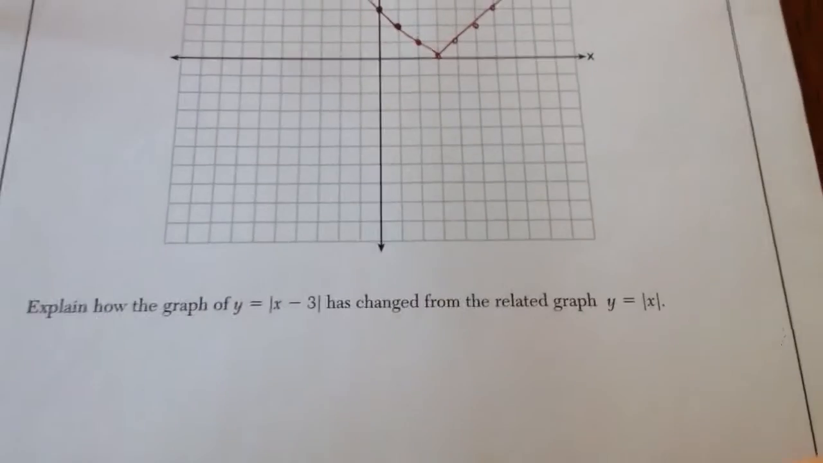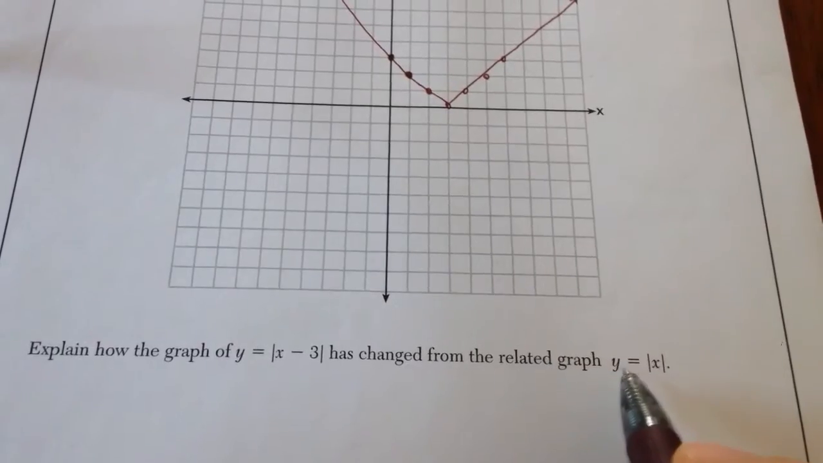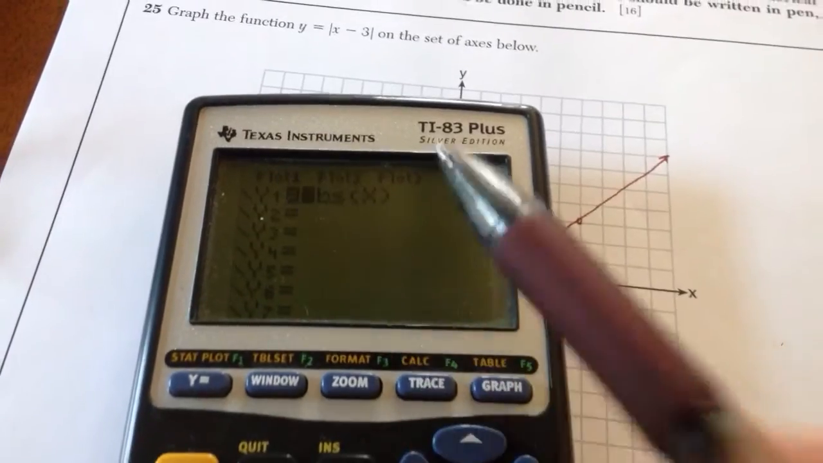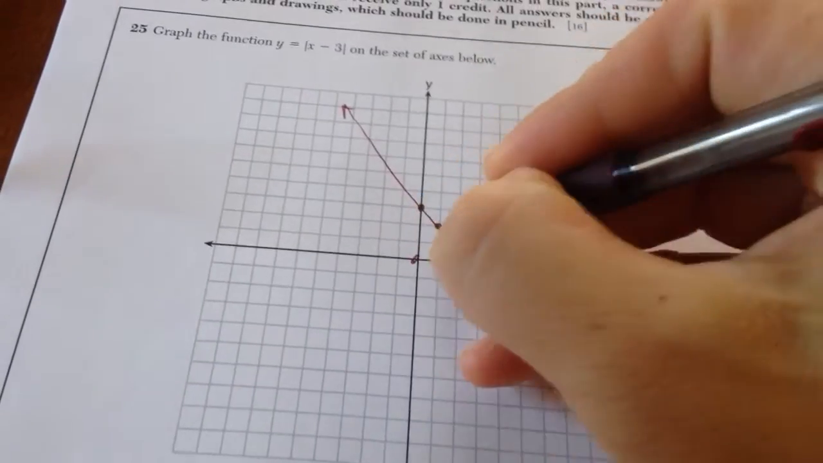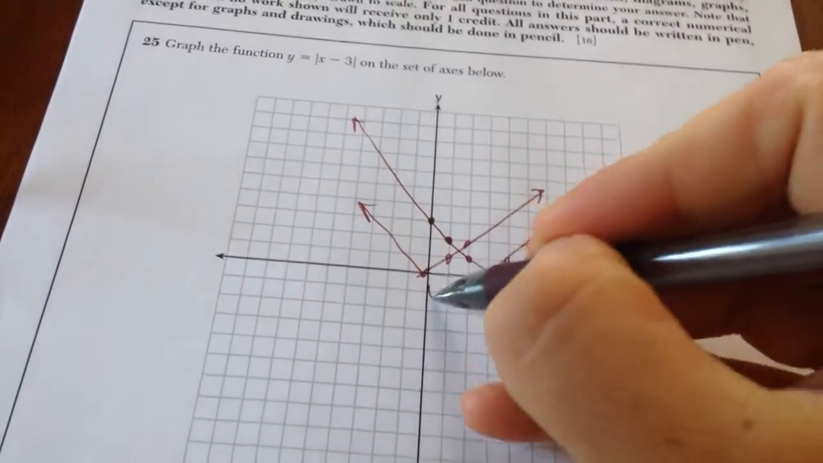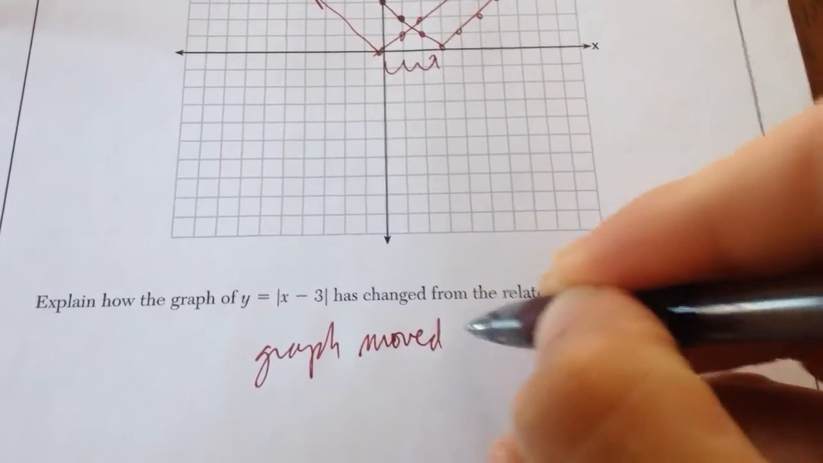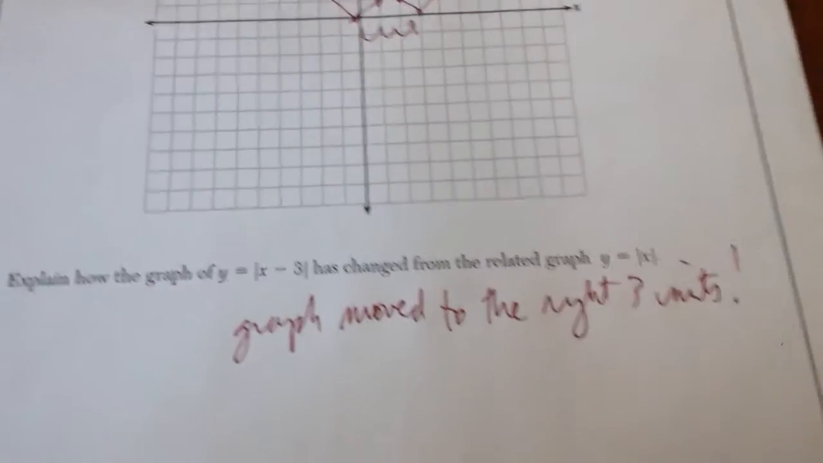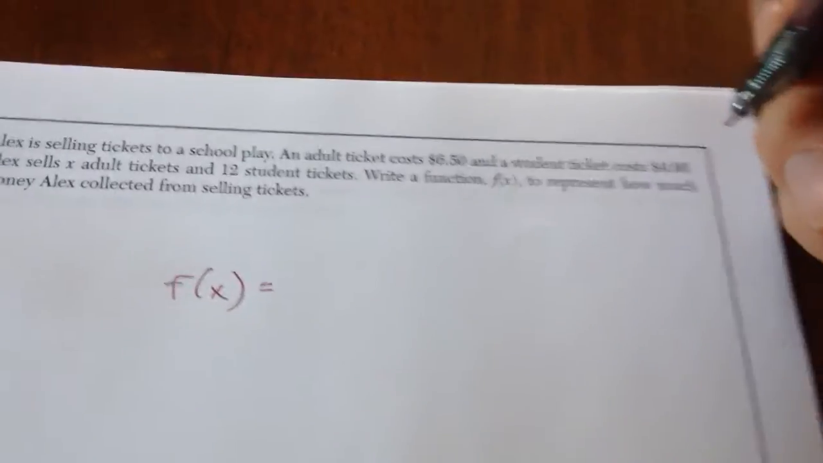There's your graph. On the bottom it says, explain how the graph of y equals the absolute value of x minus 3 has changed from the related graph y equals the absolute value of x. If I plug in y equals the absolute value of x and I hit graph, I notice that it's at the origin. What's going to happen is this graph does something like this. Something like that. So if we notice, this graph moved to the right 3 units.